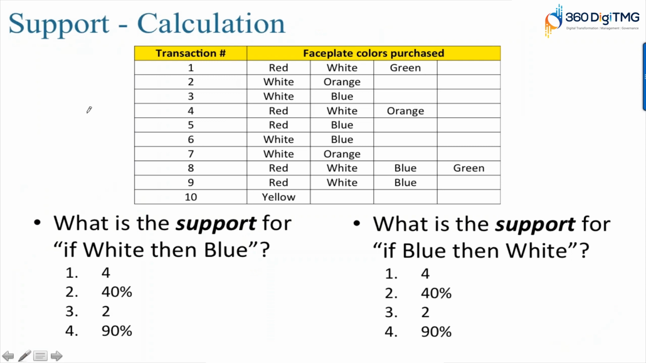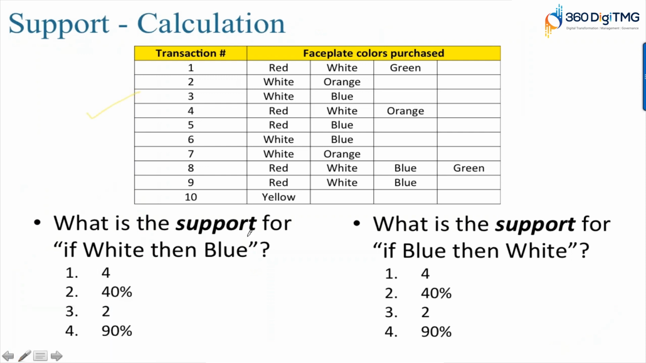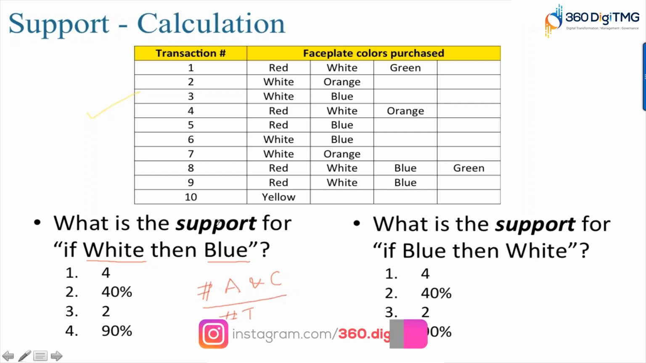4 out of the total 10 transactions. So it's 4 by 10 divided by the total number of transactions in which blue is purchased. That's your antecedent. So blue is purchased in 5 out of the total 10 transactions. And you get 4 by 5. Or you can simply look at the number of transactions divided by the total number of transactions in which you have the antecedent. You have blue and white together in 4 out of 5 transactions. So it's 4 by 5. Either way you get the answer.